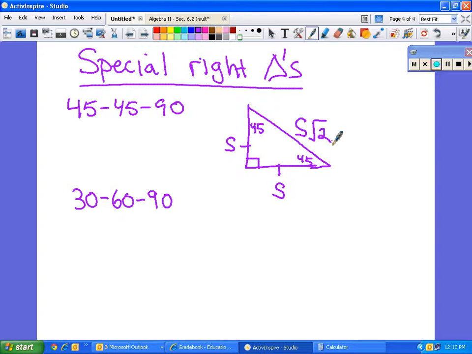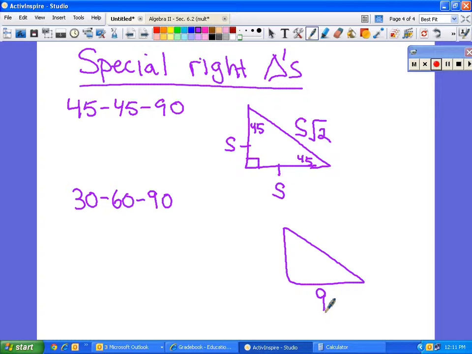So if I give you a triangle, and I tell you that the length of the side is 9, what's the length of the hypotenuse? I don't want a numerical number, I want a square root. The length of the triangle is 9, what's the length of the hypotenuse? You don't need a calculator.